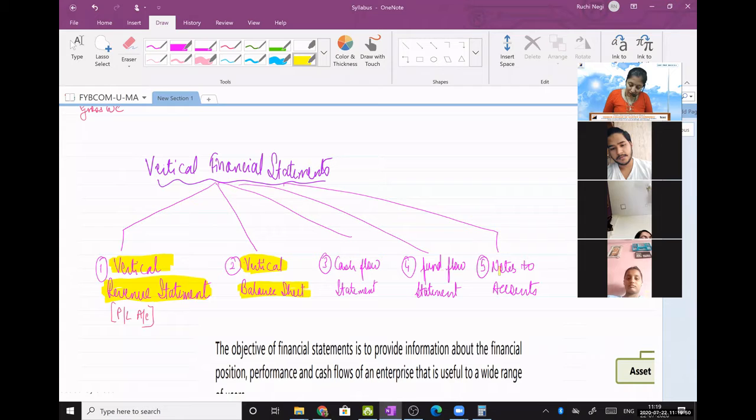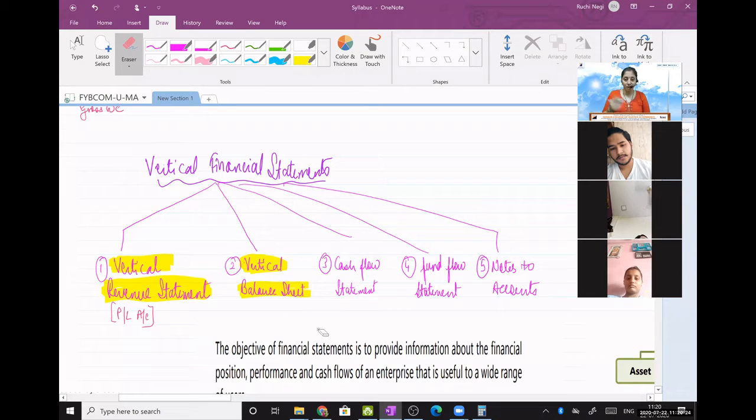Then notes to accounts. I'll come to this. What are notes to accounts? So these five elements make your financial statements. In future, if you work in any company and they tell you to prepare financial statements, that means you have to prepare these things and give it to them: the vertical P&L, the vertical new balance sheet, cash flow statement, fund flow statement, and notes to accounts. So when you work in companies, these are the five things you learn.